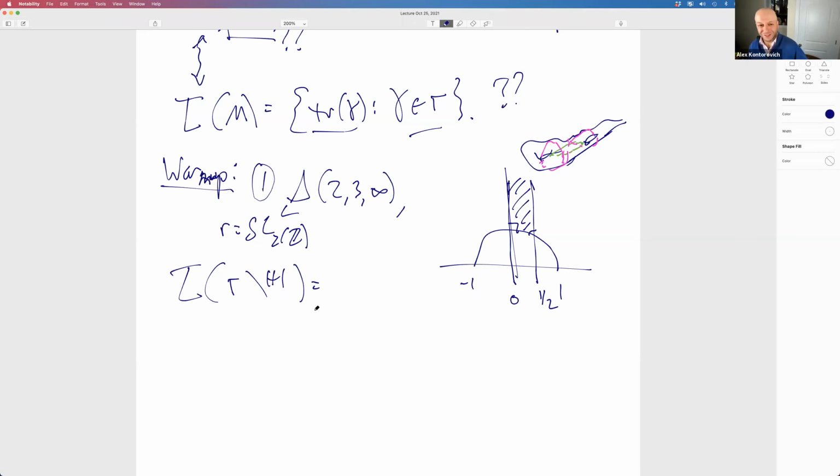Okay, so let's see if people are awake. I guess it's the evening there, it's the morning here. Let's see if I'm awake. What is the set of traces? What can we say about the set of traces of SL2Z?